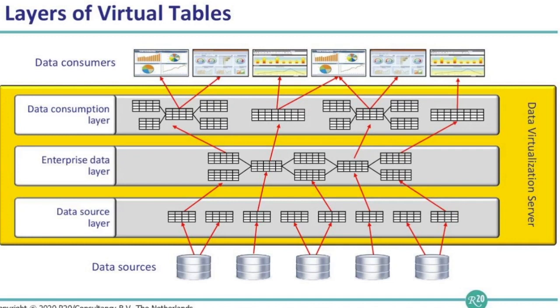With query pushdown, as many data processing operations as possible that make up a query are pushed down by the data virtualization server to the source systems. This allows the data virtualization server to maximize the speed of the source systems. For example, if the source system is a Snowflake database server, the data virtualization server will let Snowflake do most of the query processing to fully use its parallel query processing power.